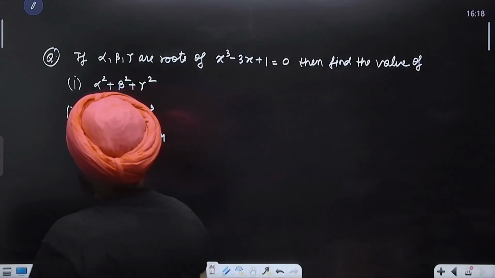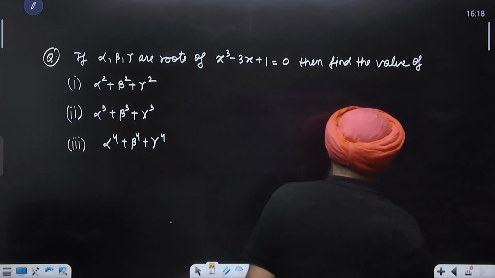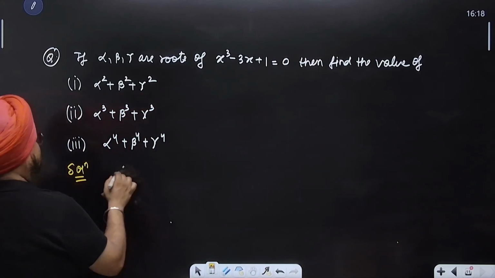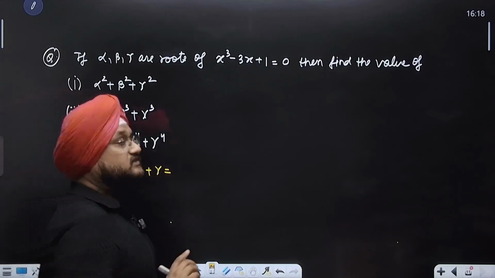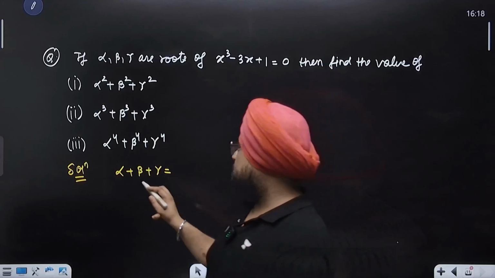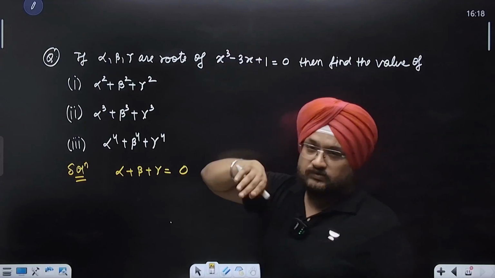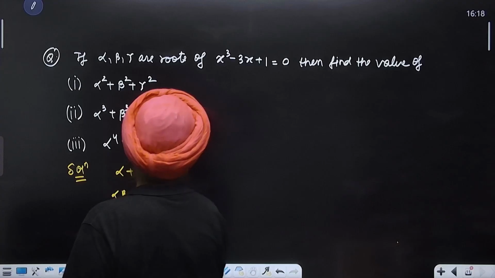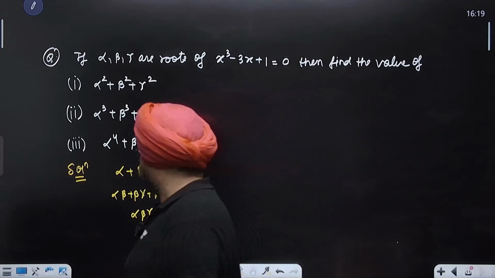Okay. So if alpha, beta, gamma are the roots of this cubic equation, first of all what I can write, sum of roots: in this cubic equation the coefficient of x square is 0. So sum of roots is 0. Alpha plus beta plus gamma is minus coefficient of x square, which is 0. Alpha beta plus beta gamma plus gamma alpha is minus 3. Alpha beta gamma is minus 1. Okay, minus b by a, c by a, minus d by a.